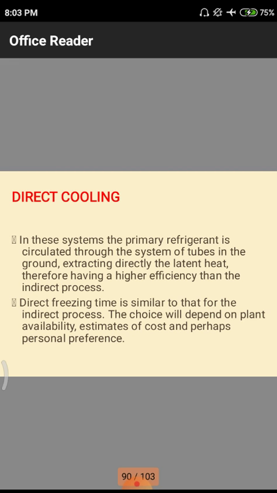That means even if there are no persons present, the work will automatically carry on. That is the indirect process, without the presence of any matter or substance; the soil stabilization is being done. Next one, direct freezing, is also similar to the indirect process. The choice will depend upon plant availability, estimated cost, and perhaps personal preference.